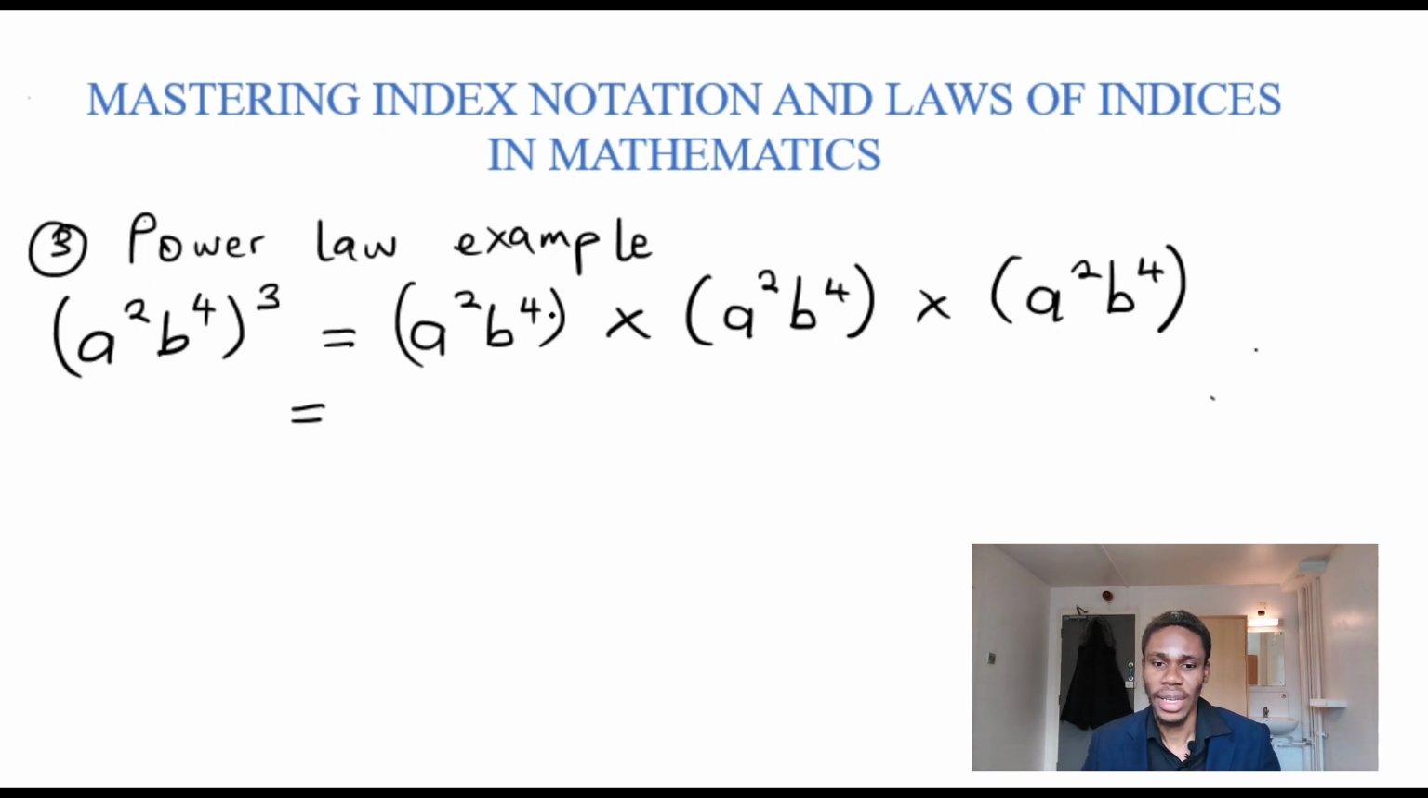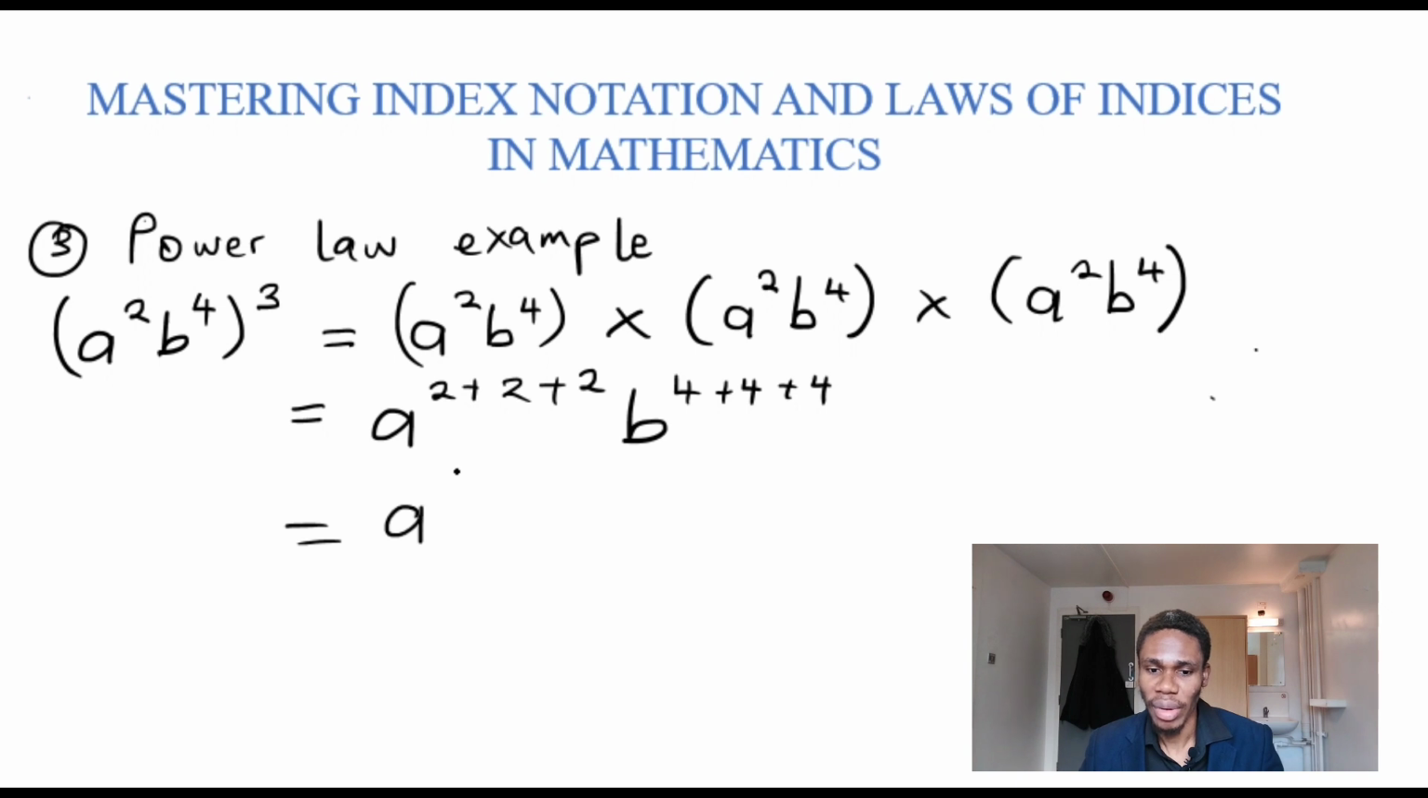And this gives us, since they are all multiplying and they all have similar bases, let's start with a. A to the power 2 plus 2 plus this 2, then b to the power 4 plus 4 plus 4. We now have our final answer to be a to the power 6, b to the power 12. And that's our final answer.